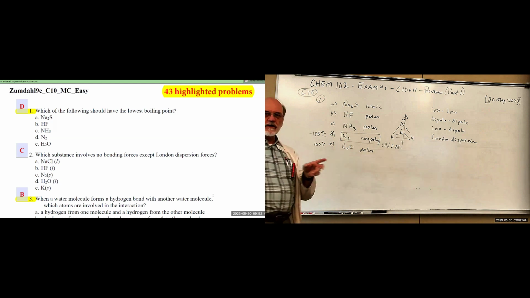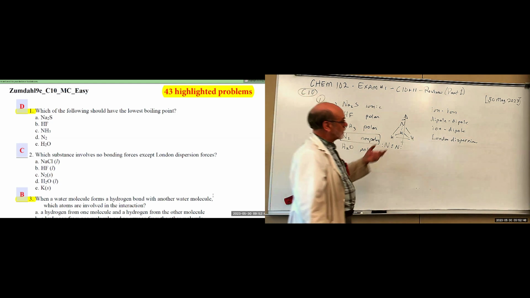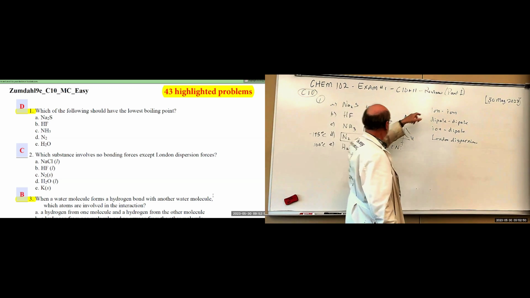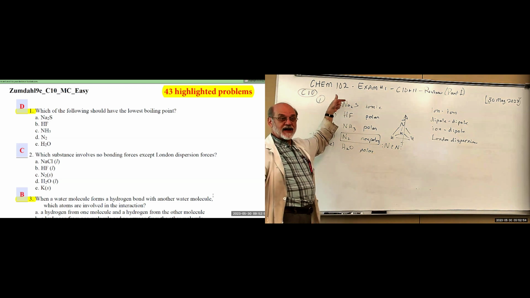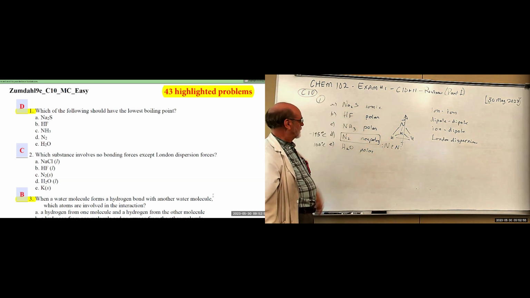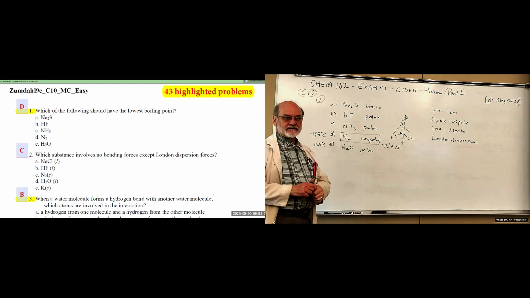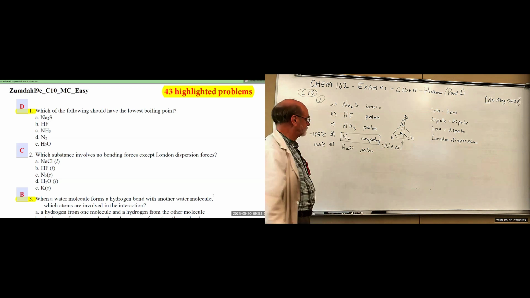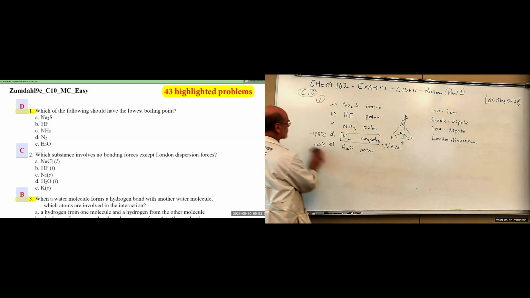Well, if I flip the question around and say which one has the highest boiling point, it will be the one with the ion-ion interaction. Sodium sulfide would be the highest boiling point. And then you have intermediates here, here, here. Okay? All right, so that's number 1.